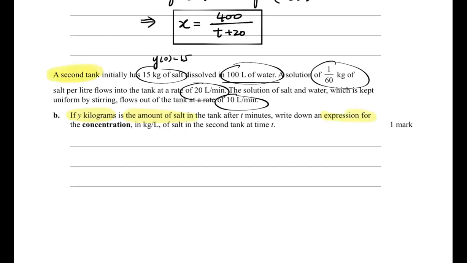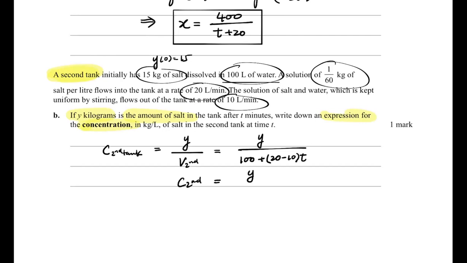I want the expression for the concentration. So concentration in the second tank is the amount y divided by the volume in the second tank, which is y over the initial amount of volume plus flow in minus flow out, multiplied with time. So C second will be y over 100 plus 10t. Or if you wish, you could simplify that a bit: 10 times 10 plus t, okay?